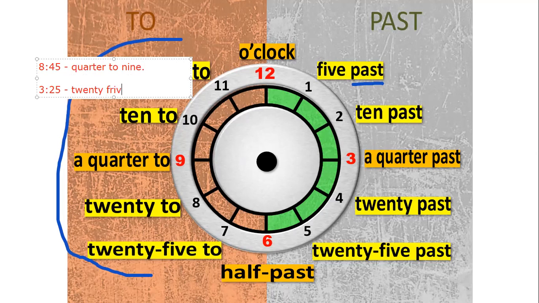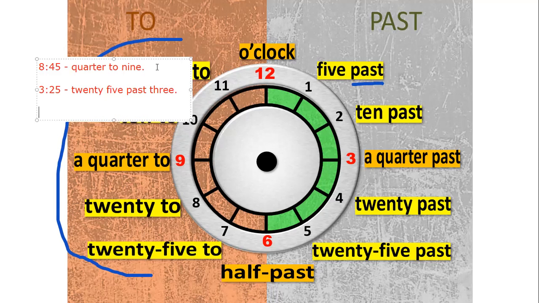Exactly, 25, oops, sorry, 5 past 3, excellent, very good. And then, if I want to say 12 en punto? 12 o'clock. I'm sorry? 12 o'clock. Exactly. 12 o'clock. O'clock. Excellent. Very good. Very, very good.